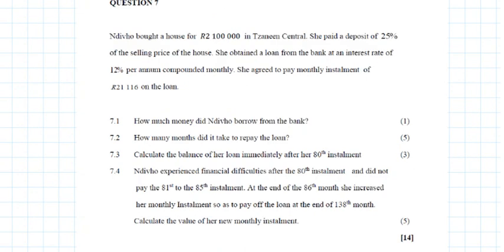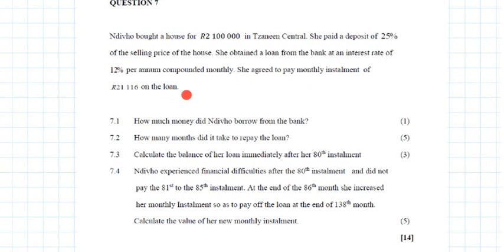Okay, now another year's question. That's 14 marks, as you see, and that's question 7 in another paper. So Nidiva bought a house for 2,100,000 rand. She paid the deposit, transfer, and selling price. She obtained a loan from the bank. The interest rate is 12% compounded monthly. They agreed to monthly payments. Okay, so all seems fine.